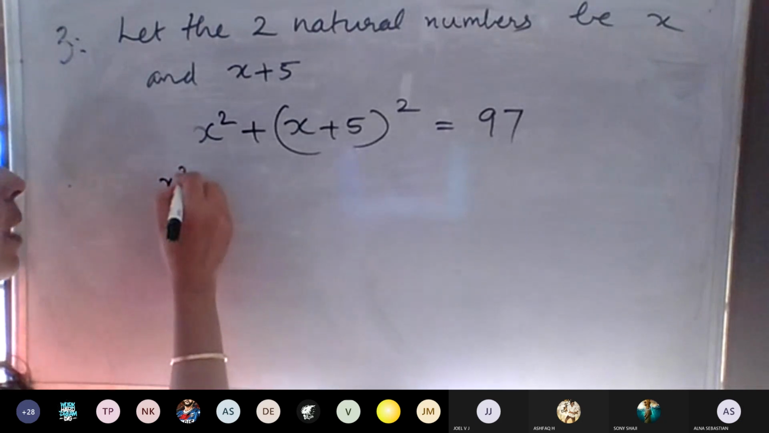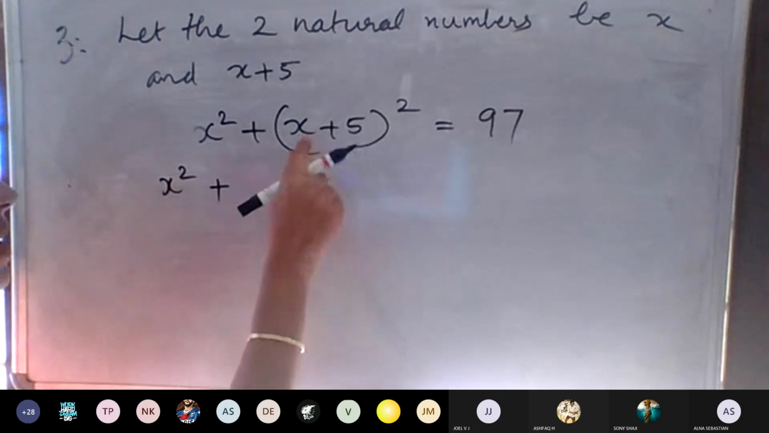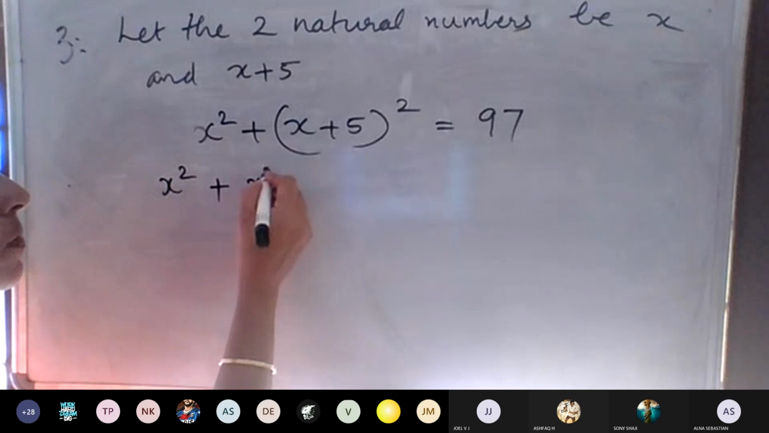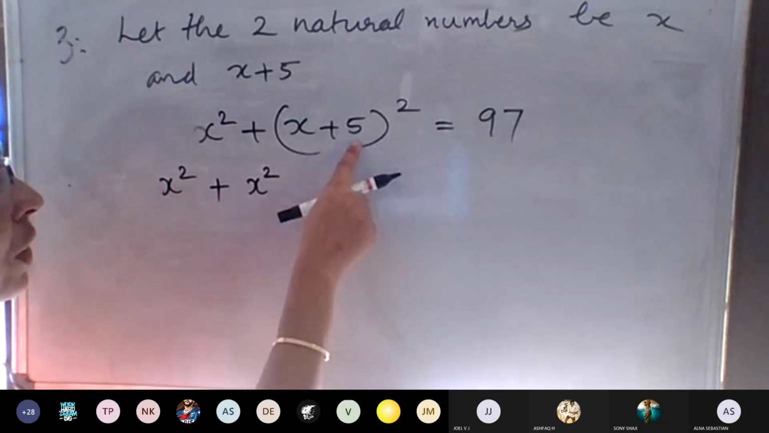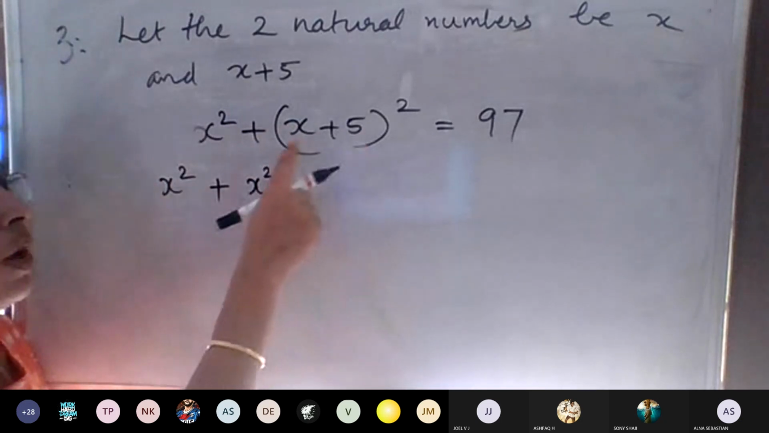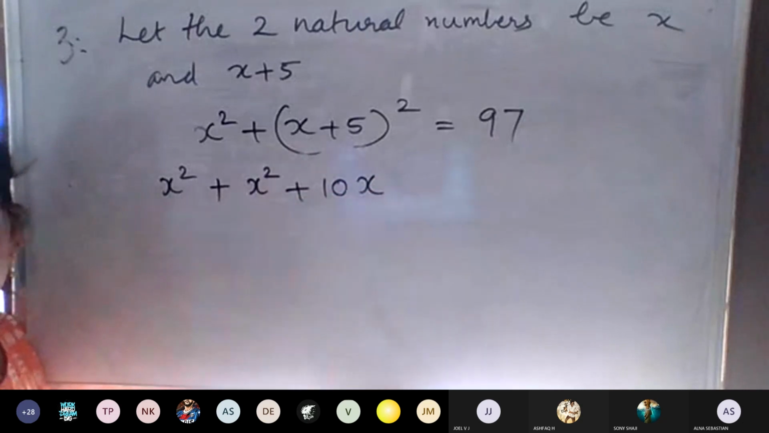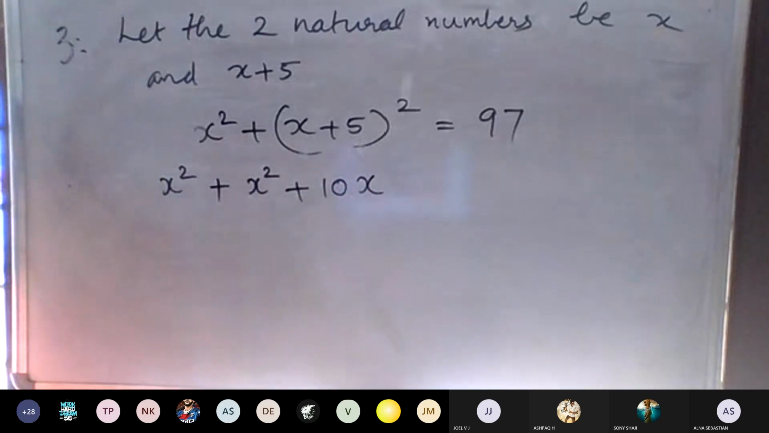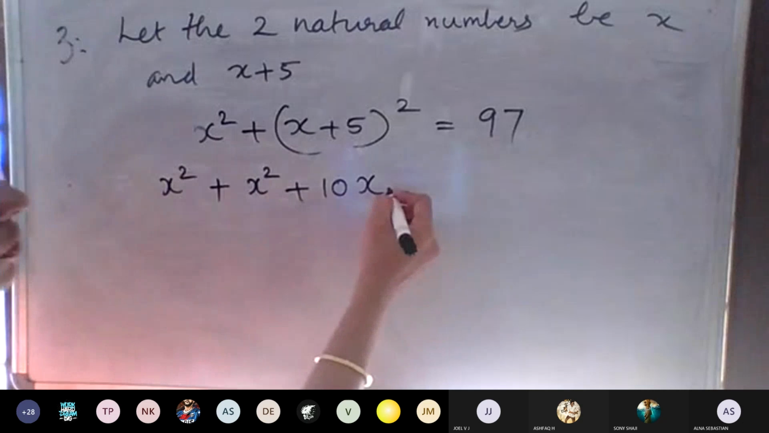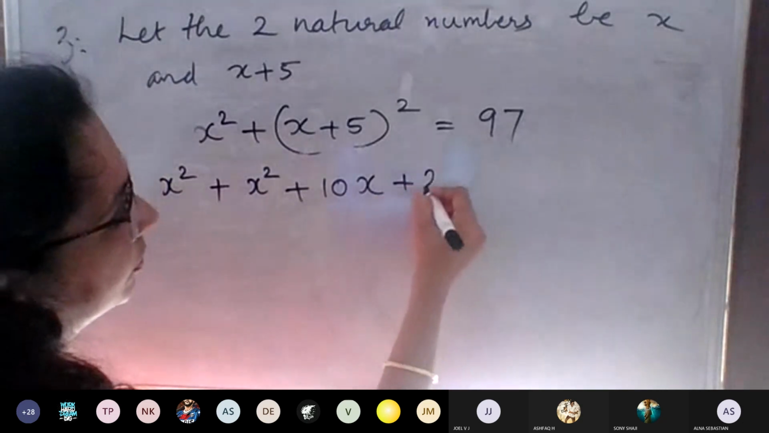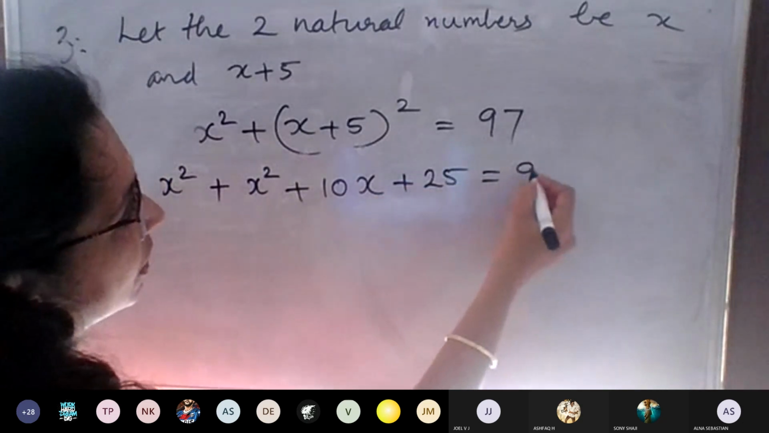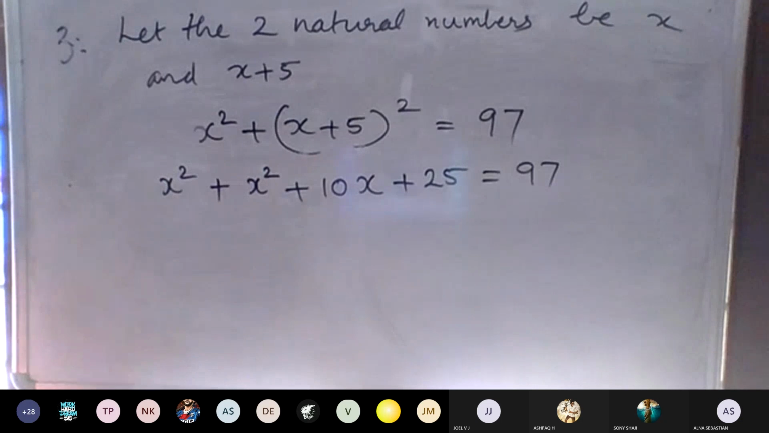Expand a plus b whole square: a square plus 2ab plus b square. 2ab means 2 into 5 into x, so we can directly write it as 10x, plus 25, is equal to 97.